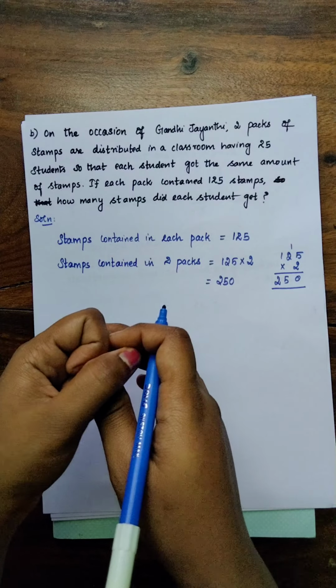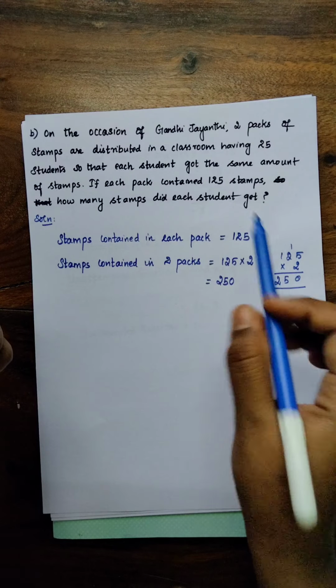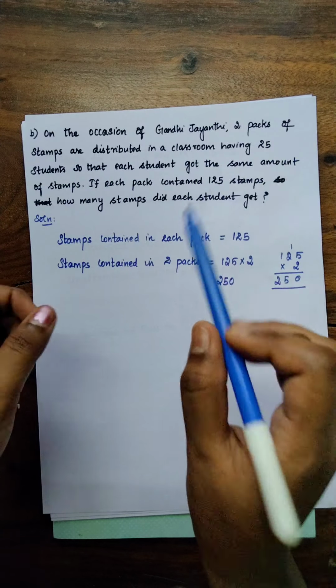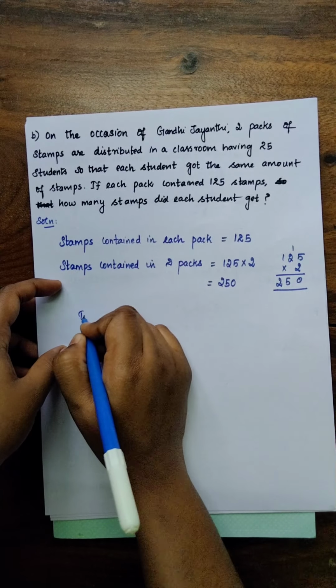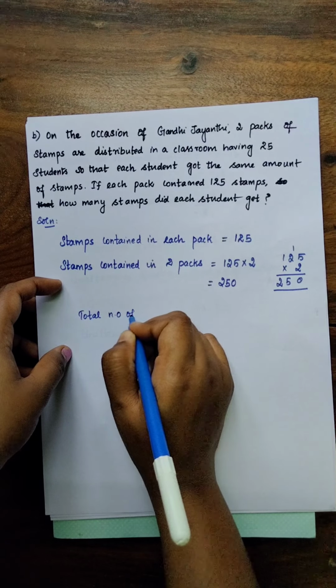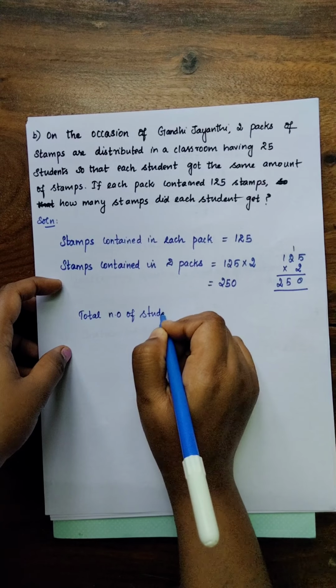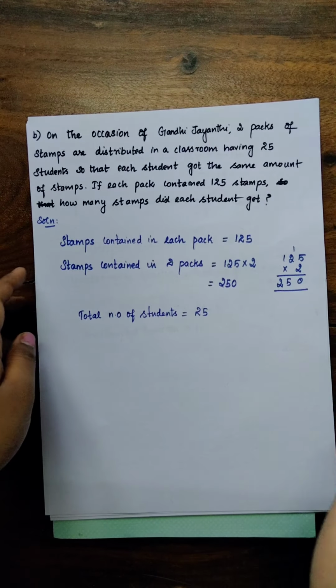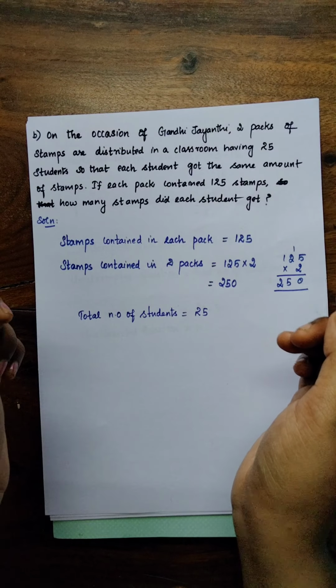Next, total number of students in a classroom. How many students are in the classroom? See the question and say, in a classroom having 25 students. So total number of students is equal to how many students? Totally 25 students in the classroom.